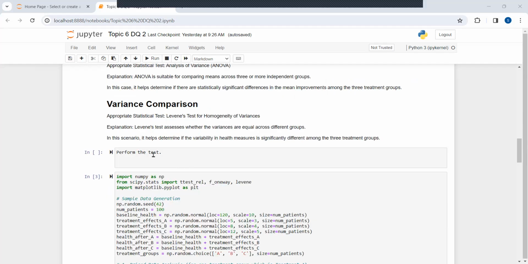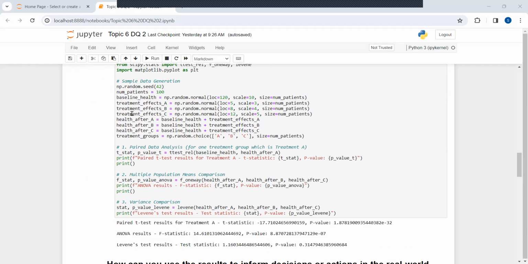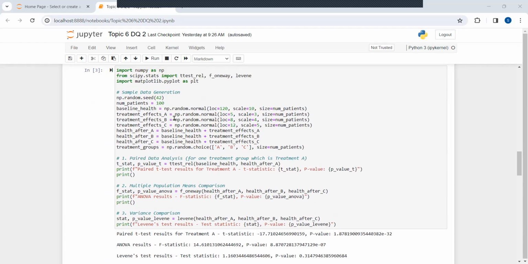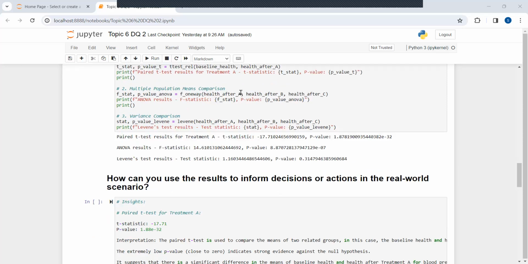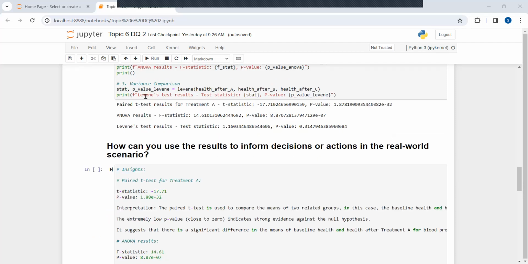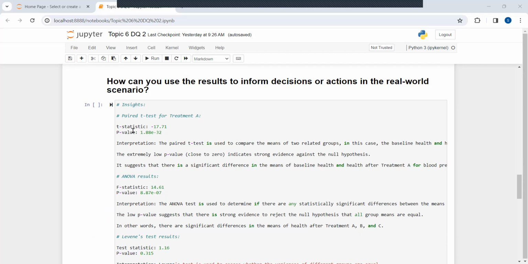Now, I performed the tests here. I generated some data, and I used treatment group A for the paired analysis. For the multiple population means, I used the F-statistic, the ANOVA test, and for the variance comparison, it was Levene's test, and these are the results that I have here.